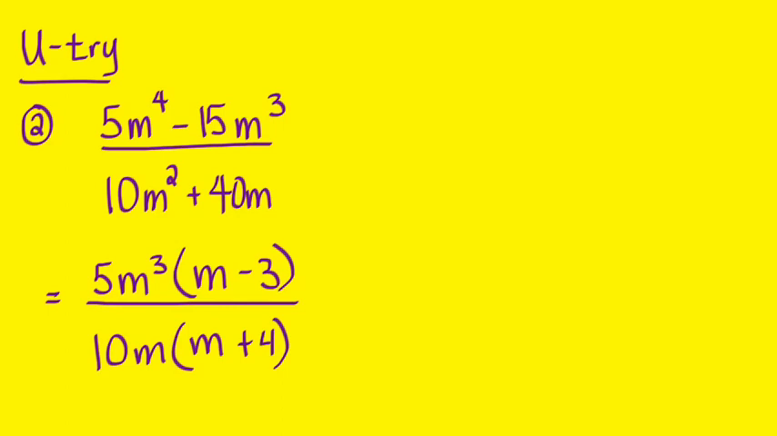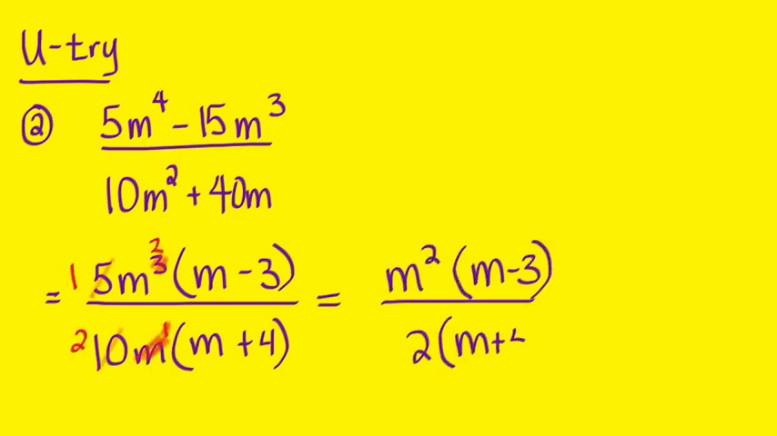When I factor out a binomial, I can just do the reverse process of the distributive property. So I'm going to divide off a common factor, which is 5m to the third power on the top of our fraction and 10m on the bottom. And now I can reduce the 5 and the 10 and the m values, ending up with m squared times m minus 3 over 2 times m plus 4. Now I don't need to do any more. I don't redistribute. I just leave it alone.